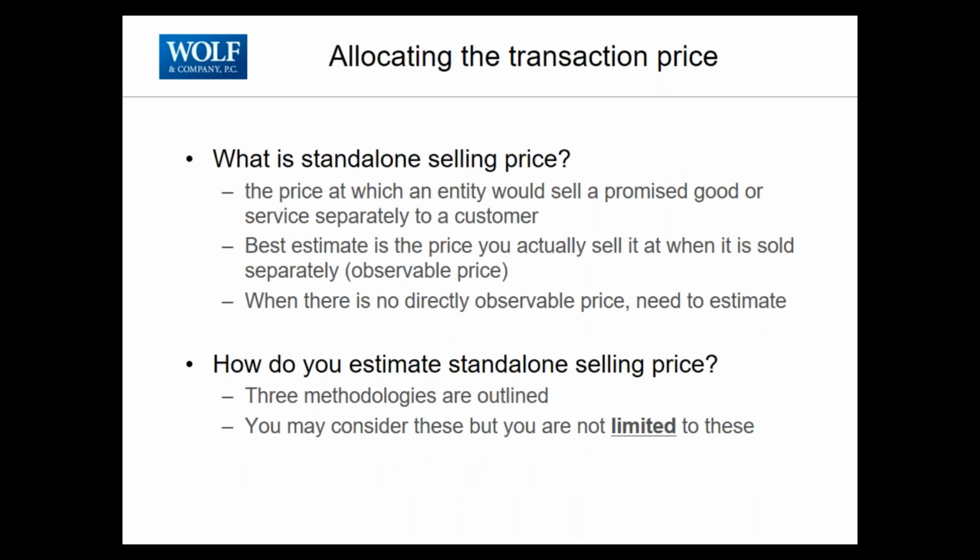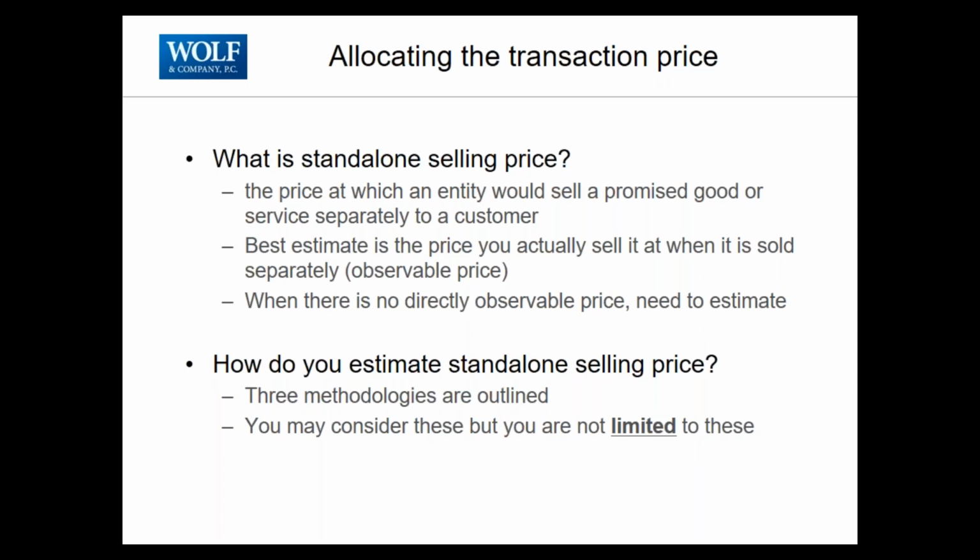So the definition of standalone selling price. It's the price at which an entity would sell a promised good or service separately to a customer. The best estimate for standalone selling price is the price at which you actually sell it when you sell that good or service separately. This is also referred to as the observable price. And when there's no directly observable price, you have to estimate what the standalone selling price is.